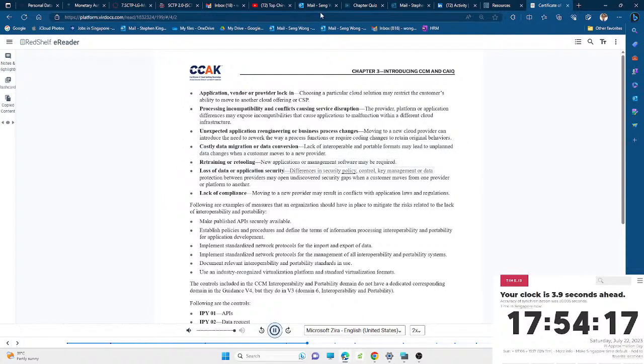Differences in security policy, control, key management, or data protection between providers may open undiscovered security gaps when a customer moves from one provider or platform to another. Lack of compliance. Moving to a new provider may result in conflicts with applicable laws and regulations.